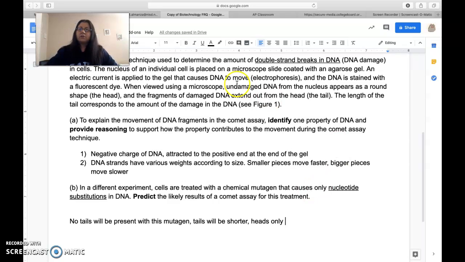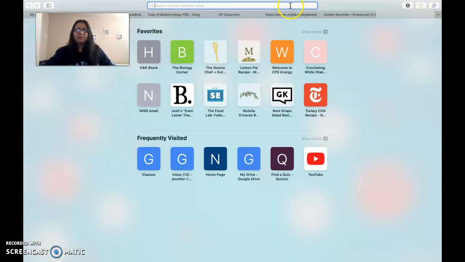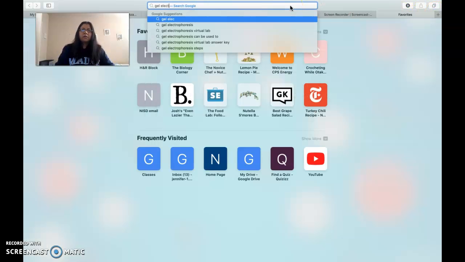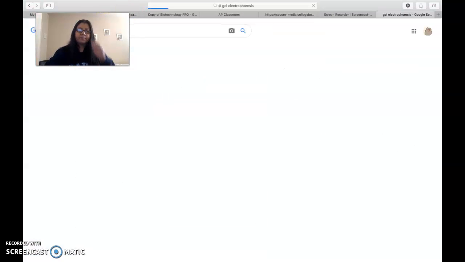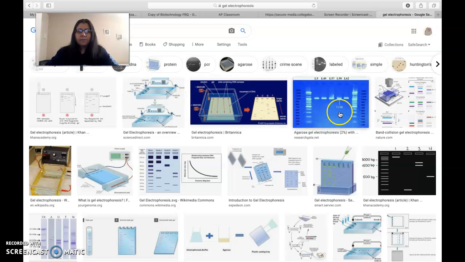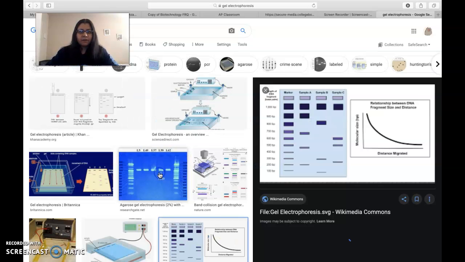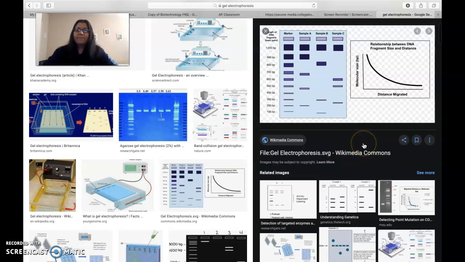All right, so let's look up a picture really quick of a gel electrophoresis. Okay, so remember your gel electrophoresis. Here's a good one right here, on Wikimedia. If we put our samples up here in the wells at the top of our gel, and then we apply an electric current that's going down, DNA has a negative charge, so it's going to be attracted down here where there's a positive charge.